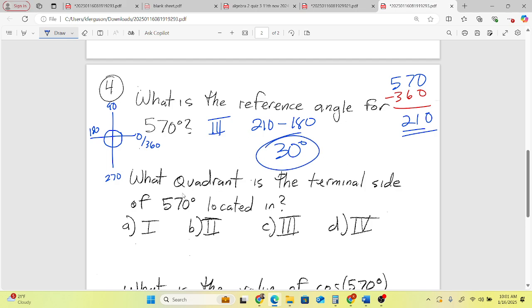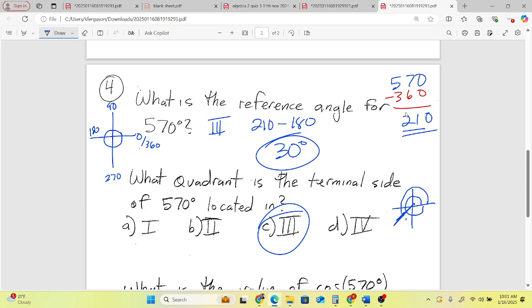Now, the second question says, what quadrant is the terminal side of 570? Well, we just did it. If I start here and I go around one circle, that's 360. And then I go 210 more, which is where I ended, in the third quadrant.